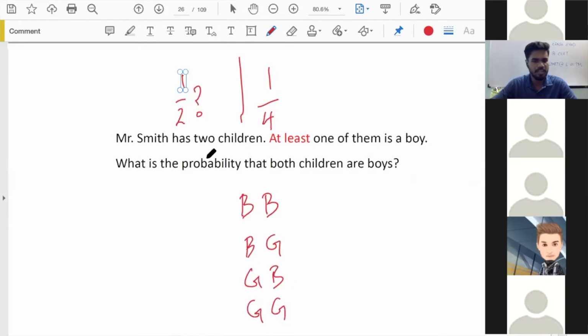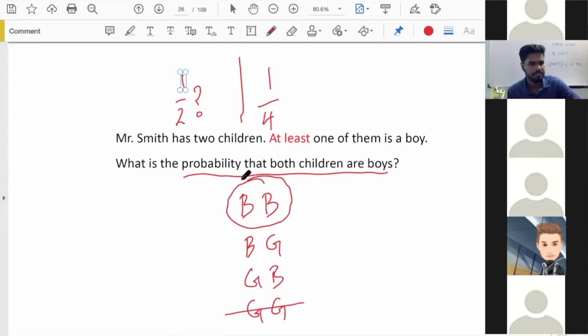Okay. And what are the constraints in the problem? At least one of them is a boy. Okay. So this is gone. Agree? Girl girl option is gone. What is the probability that both children are boys? Which of these cases satisfy the condition that we want? BB. Agree? Some answers, please.